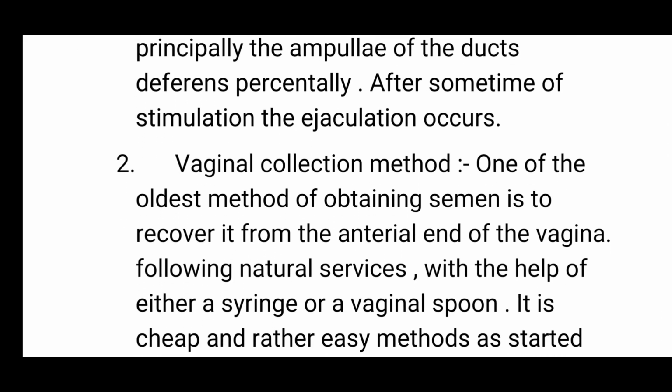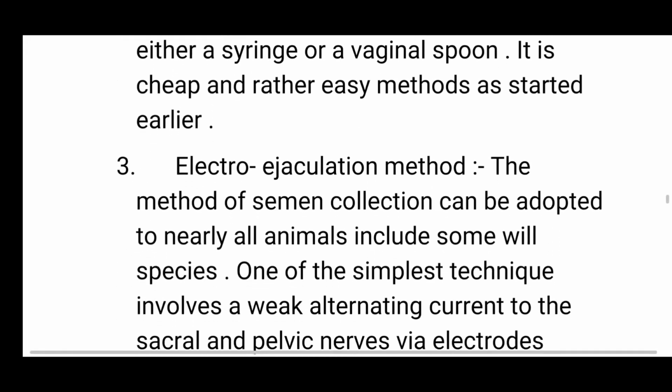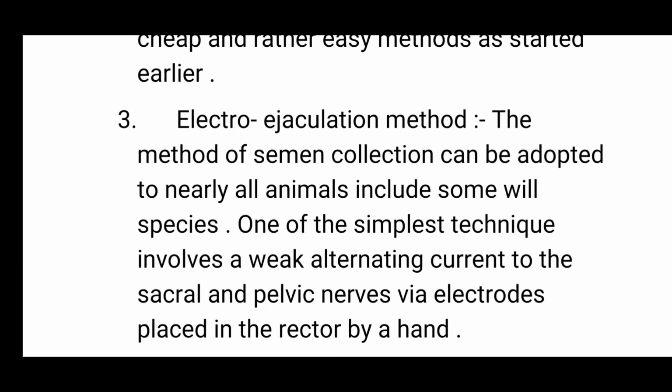One of the earliest methods of obtaining semen is to recover it from the anterior end of the vagina following natural service, with the help of either a syringe or a vaginal spoon. It is a cheap and rather easy method, as I said earlier. And the third method is the electroejaculation method.